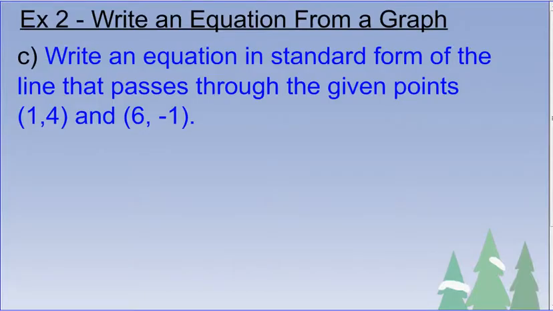Letter C. Here's what I'd like you to do. In this problem, I don't give you a picture. You have the word problem, and it just gives you the 2 points. So what I'd like you to do is do the same problem, find out what the equation of this line is in standard form using just those 2 points. So you're still going to find the slope. You're still going to write the equation in point-slope form. You're then going to change it into standard form. Pause the video. Do that now.